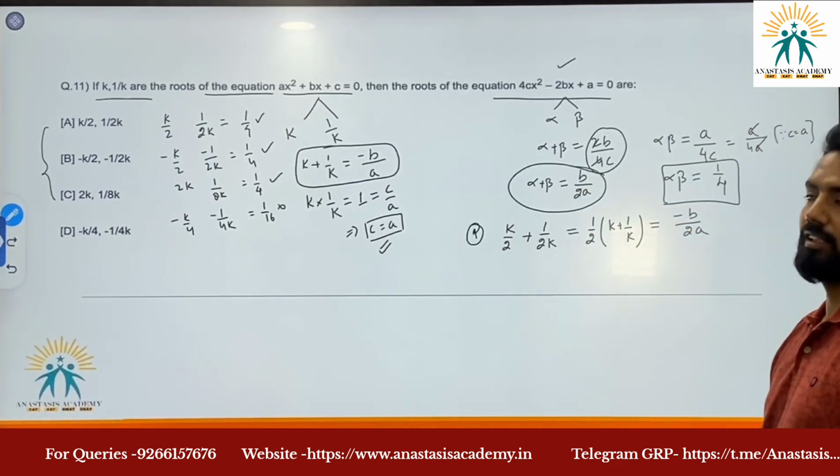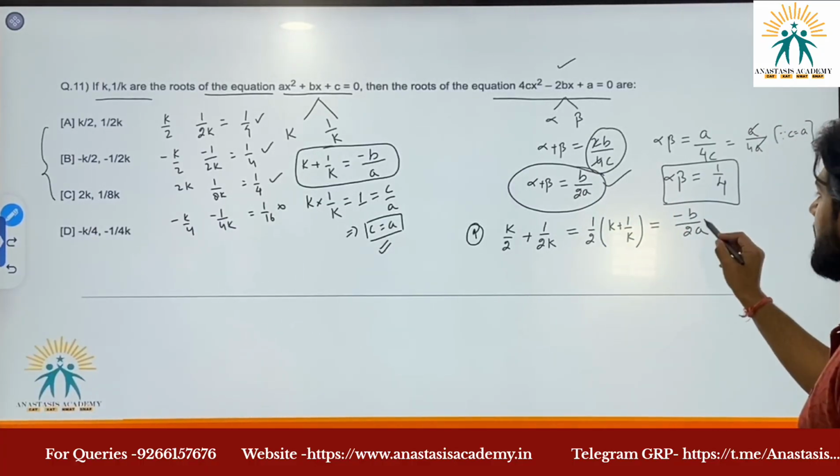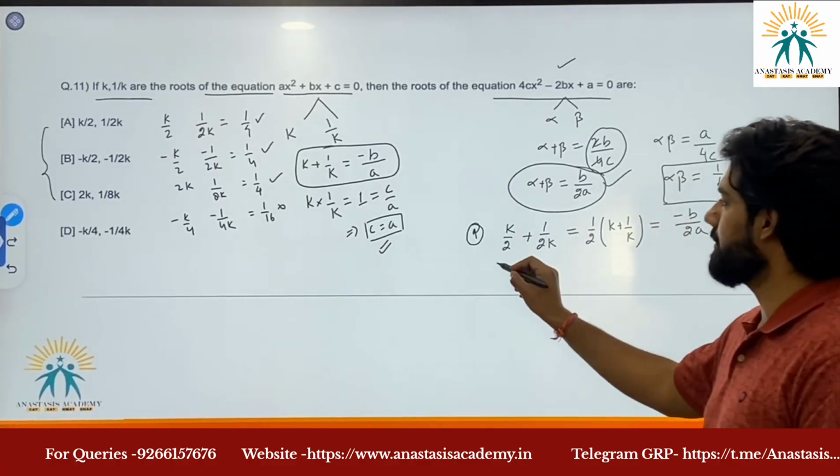I have found out sum of roots as b upon 2a, and it is −b upon 2a. So A cannot be my answer.